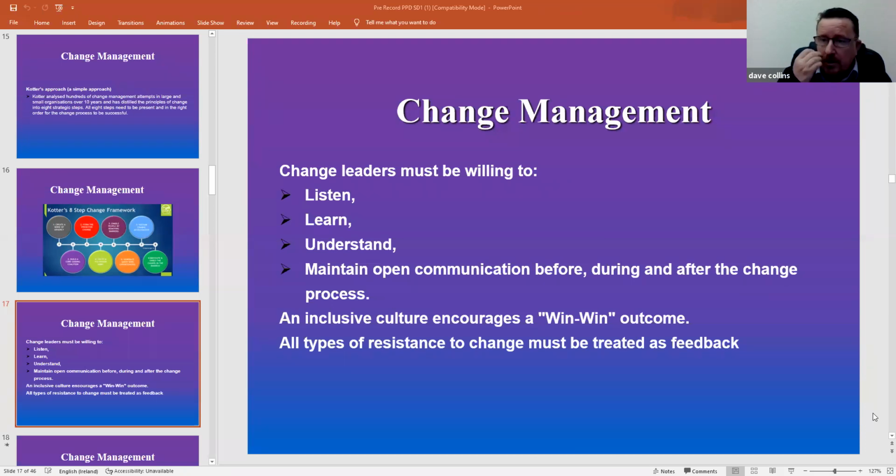The guys who you have helping you, or your leaders, they need certain skills. They need listening skills. They need to be able to learn. They need to be able to adapt. They need to be able to understand not just why the change is happening, but understand what other people are feeling, and maintain open communication before, during, and after the change.